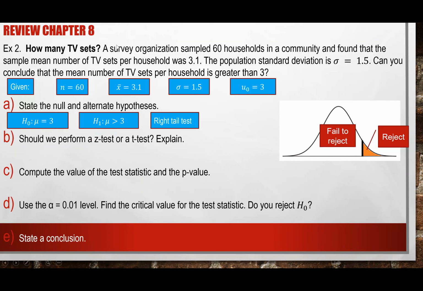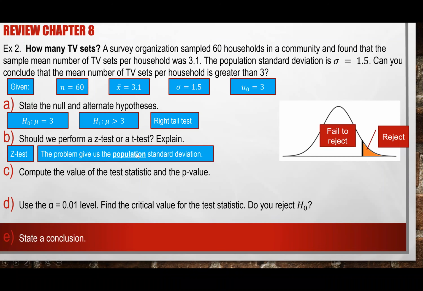Why is this a Z-test? Because they give us the population standard deviation, right? So what we have is a Z-test statistic. And again, they give us the population standard deviation. That's why we use the Z-test. And now for part C, they ask us to compute the value for the test statistic and the p-value.